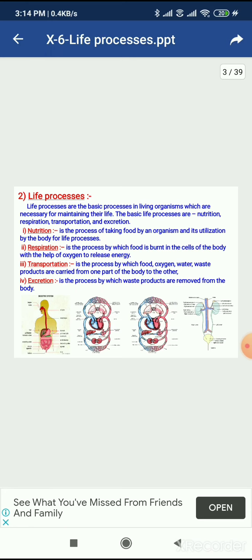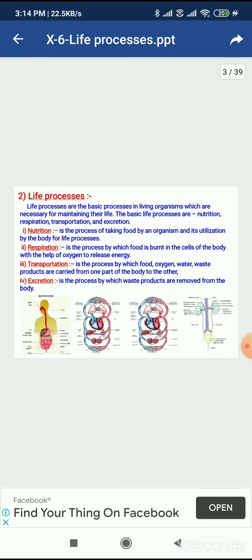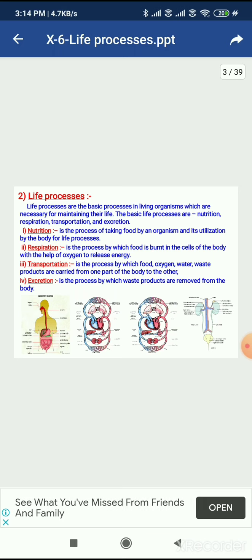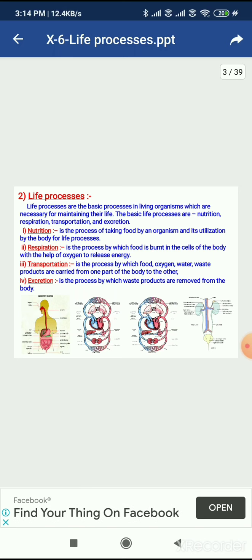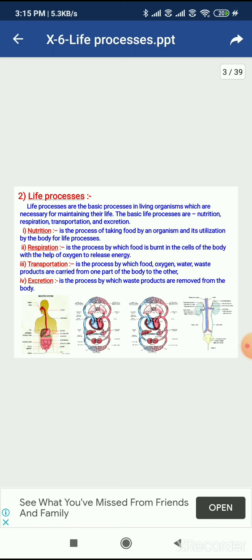Yes, we will study here nutrition is the process of taking food by an organism and its utilization by the body for life processes. Nutrition is nothing but taking of food, but not just taking of food, but also its utilization in our body is said to be nutrition. Next one is respiration. Respiration is the process by which food is burnt, or we can say oxidized, in the cells of the body with the help of oxygen to release energy. So respiration is the process through which our food is oxidized to release energy.